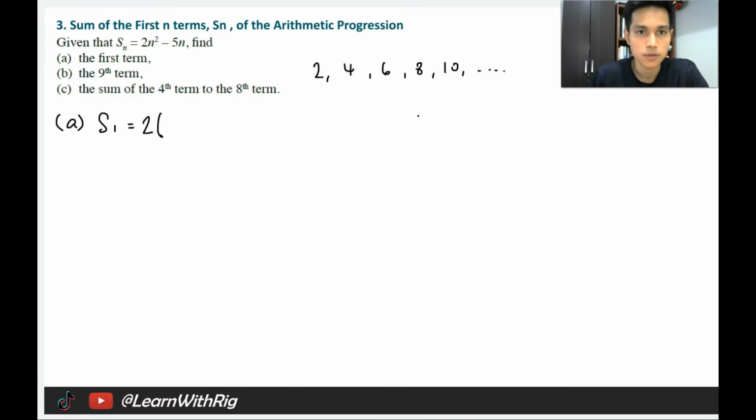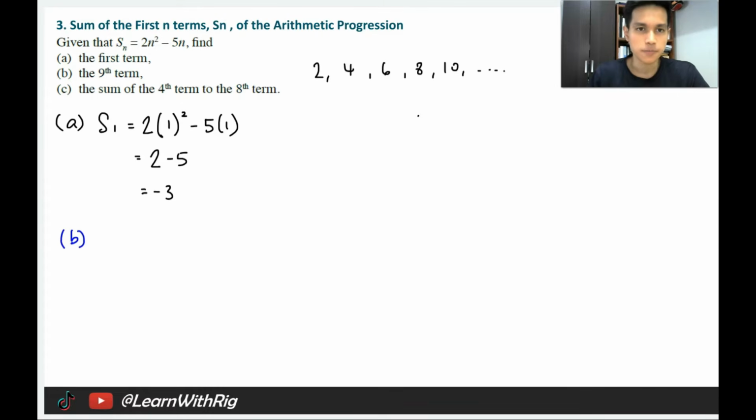So 2 times 1 power 2 minus 5 times 1. Answer is 2 minus 5, negative 3. Alright, next, B. Find the ninth term.